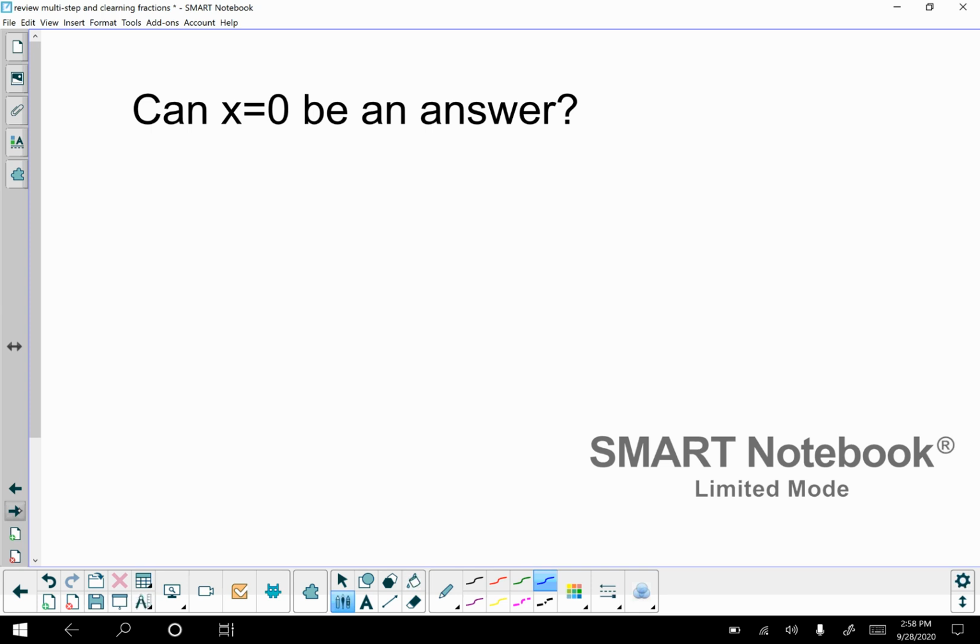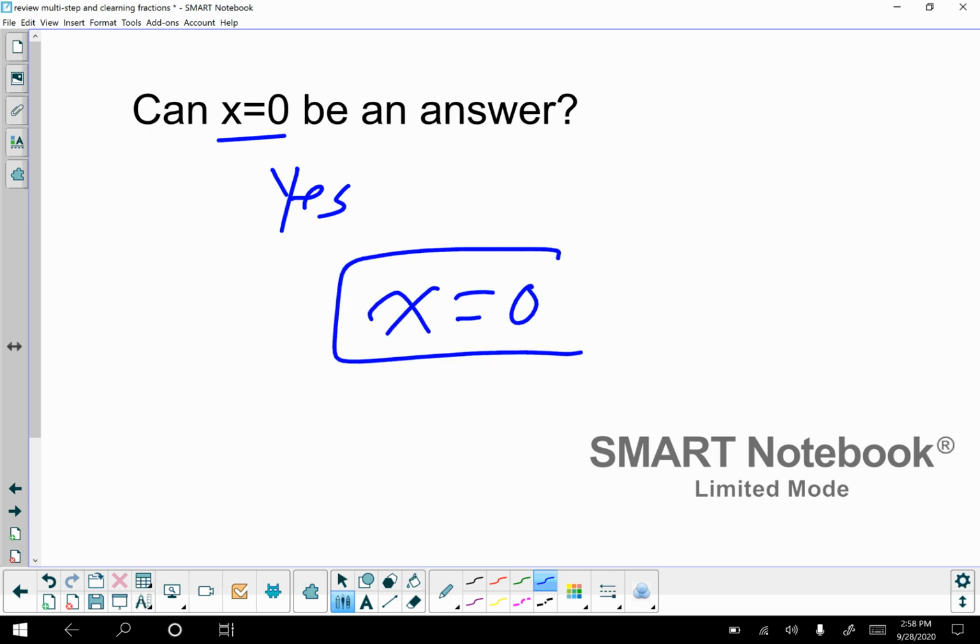And then, can I have x equals 0 be an answer? And the answer is yes. This is an answer, x equals 0. 0 is a number, so that does exist. That would mean that if you plug 0 back into your problem, it would indeed work out.